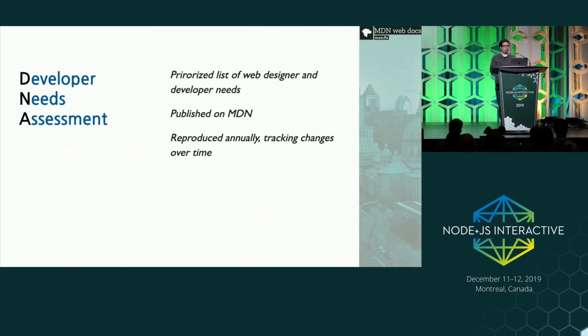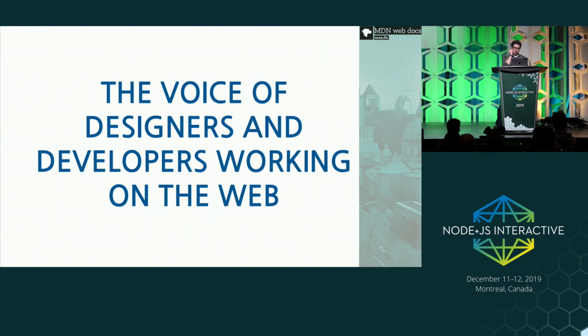As an industry, we need to know whether we are addressing developer pain points, and to understand whether we are prioritizing correctly, we need to track things like their needs and pain points over time, so we can see the impact of our own efforts. So that's why we need to do this regularly and not just once. And if we do this well, we think the MDN Web Developer Needs Assessment, or MDN Web DNA for short, can be a voice of designers and developers working on the web.